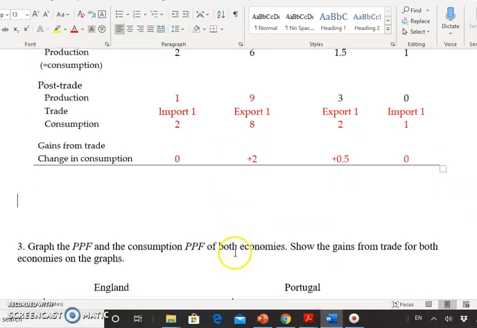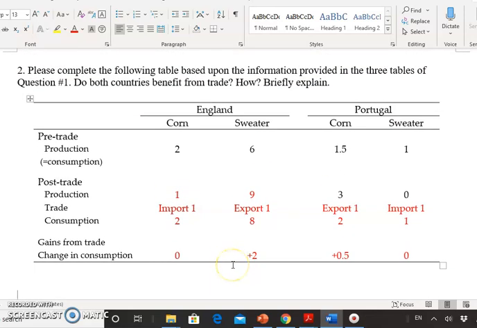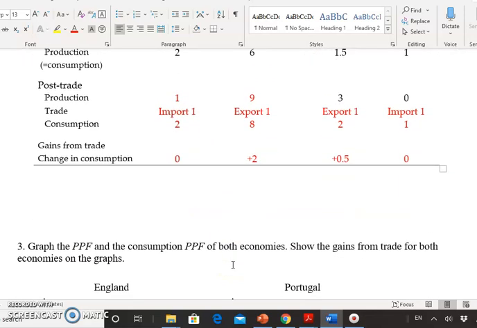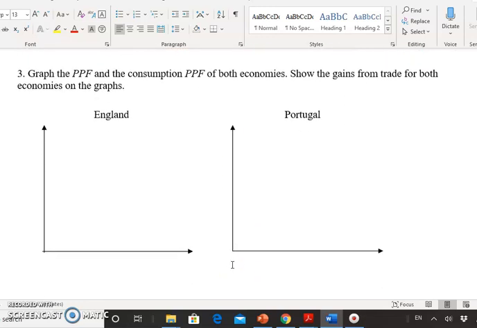All right, so this is the second way to show you gains from trade. Now, there's a third question on the worksheet. We're going to use the PPF we learned from chapter 2. On the graph, we're going to show you gains from trade, so this would be the third way to demonstrate how these 2 countries can benefit from trade.